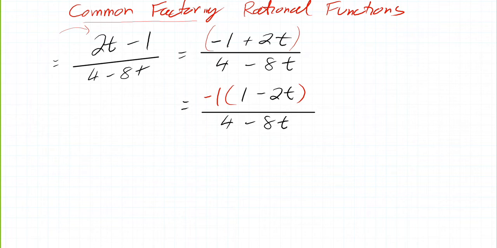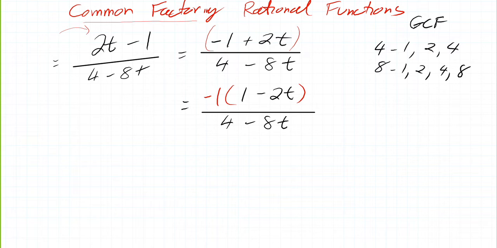So I can write out all the factors of 4. Factors of 4 are 1, 2, and 4. And factors of 8 are 1, 2, 4, and 8. I need the GCF, the greatest common factor. And in this case, that actually happens to be the number 4. So I'm going to common factor out 4 from the denominator, okay?